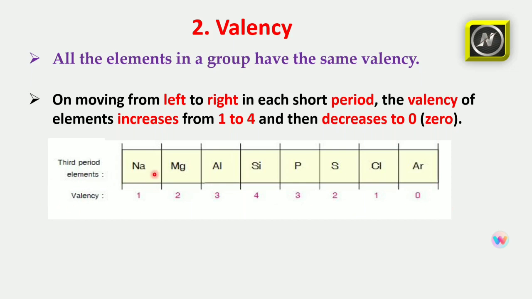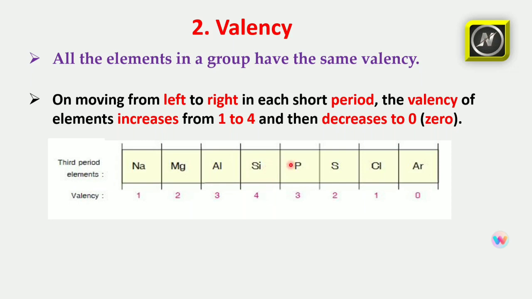This is the first group element. Valency is 1. Second group element, valency 2. Aluminum is the third group element. Valency is 3. Silicon is the fourth group element. Valency is 4. Up to the fourth group, the valency of the elements is equal to its group number.